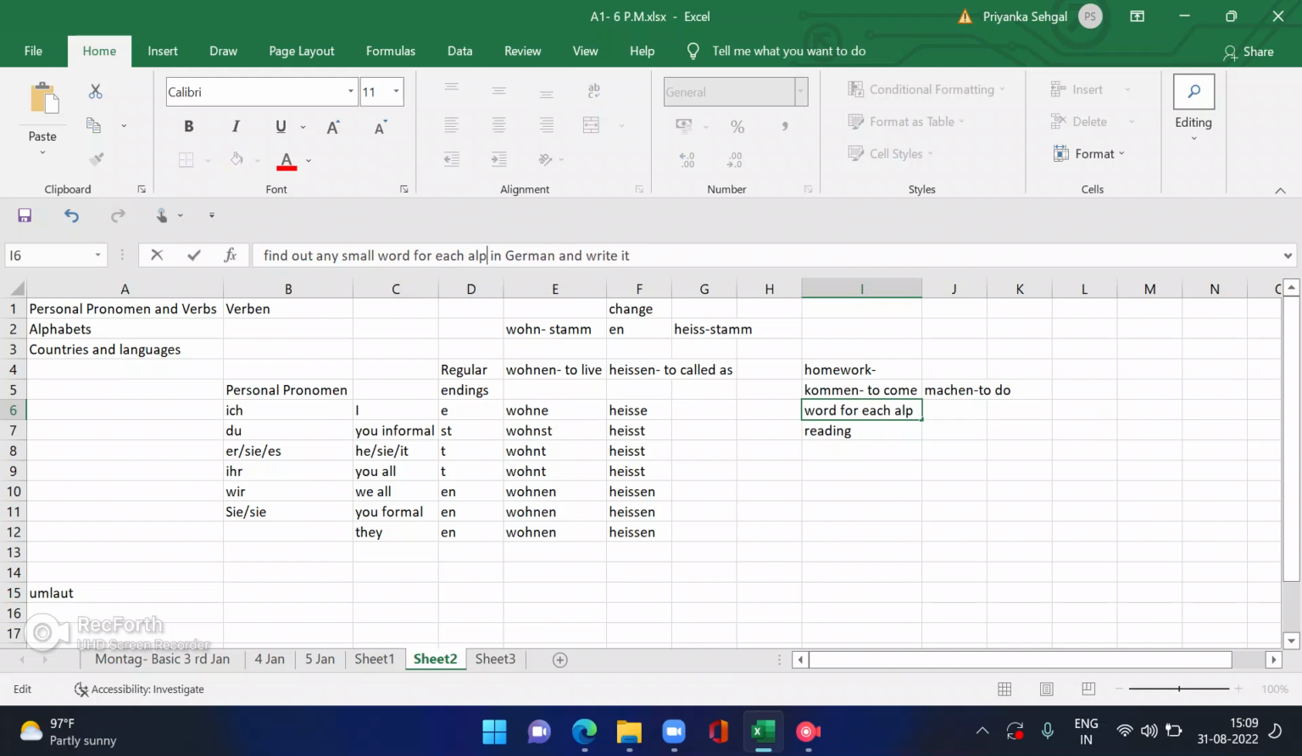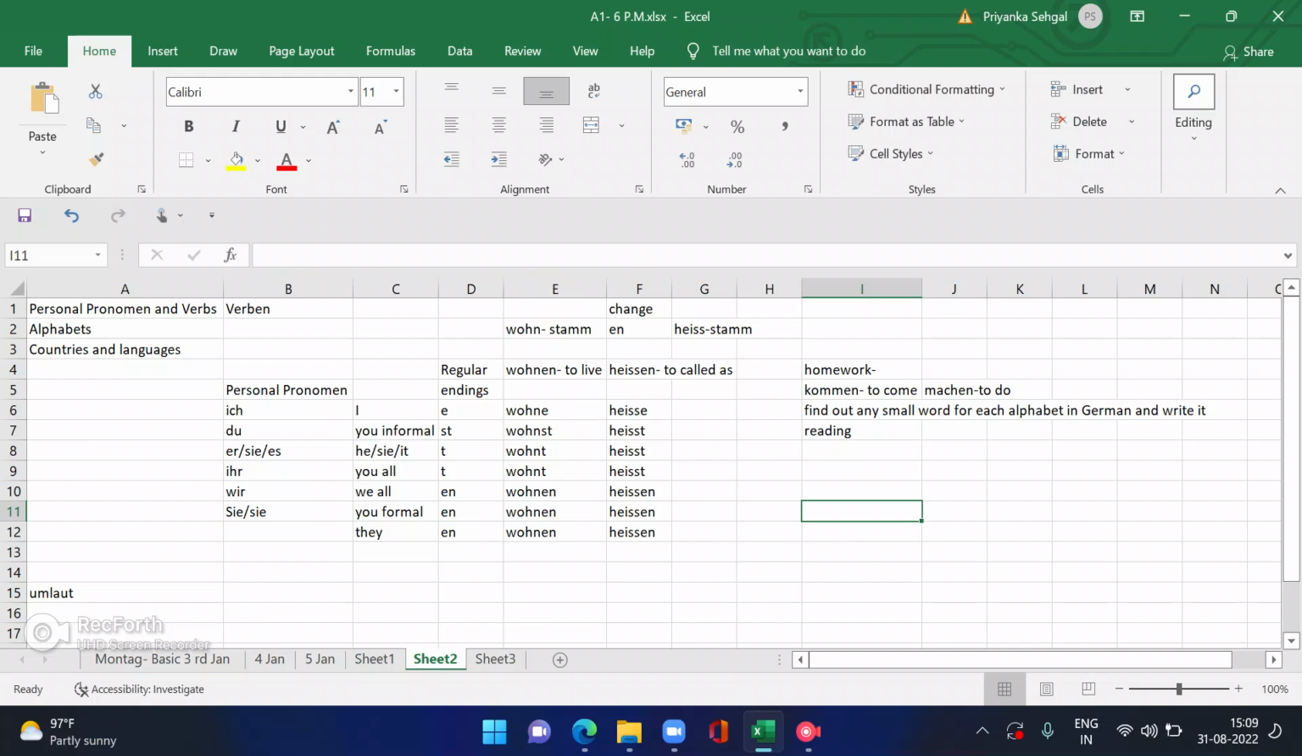In German, and write it and send it to me. The third one is reading. You have to do the reading for this. And if possible, you can always go ahead and send it to me. I hope these topics were clear, and if something is not clear, please do let me know.